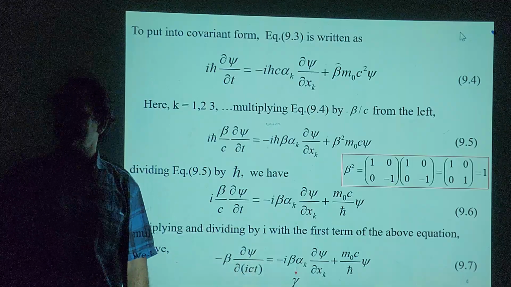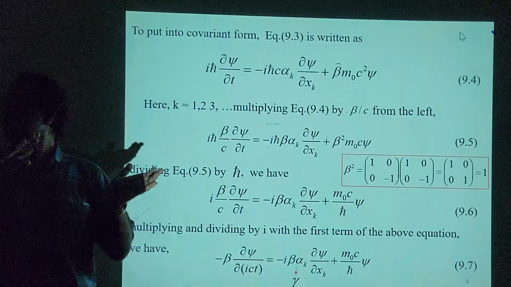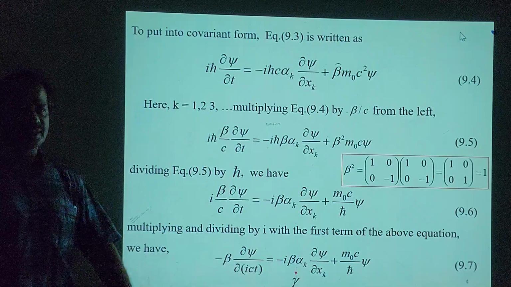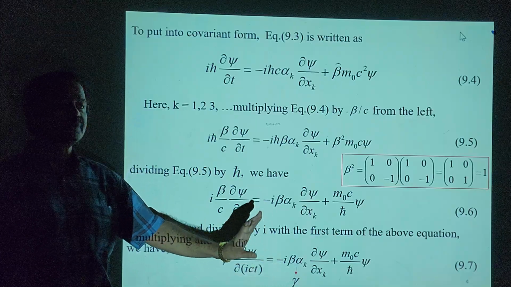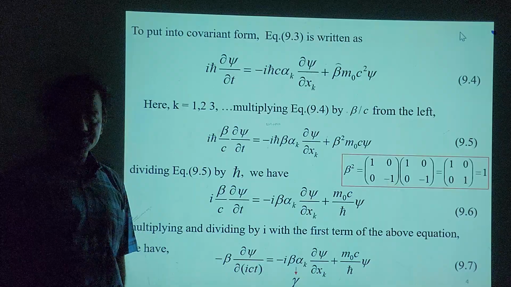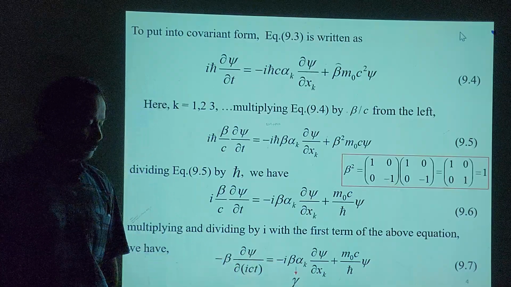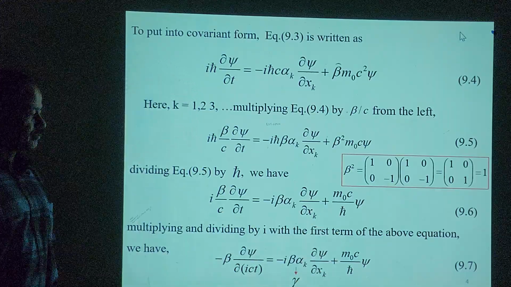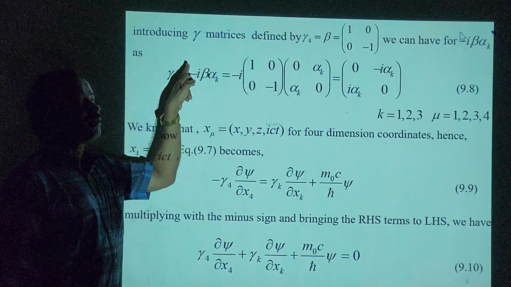Very, very important. What are the properties of alpha and beta? The same properties will hold good for gamma too. Very simple logic. We have already learned many properties, and those properties will apply for gamma too. So we have minus i beta alpha k represented as gamma d psi by dxk plus m naught c by h cross psi. So now we have introduced gamma matrices.